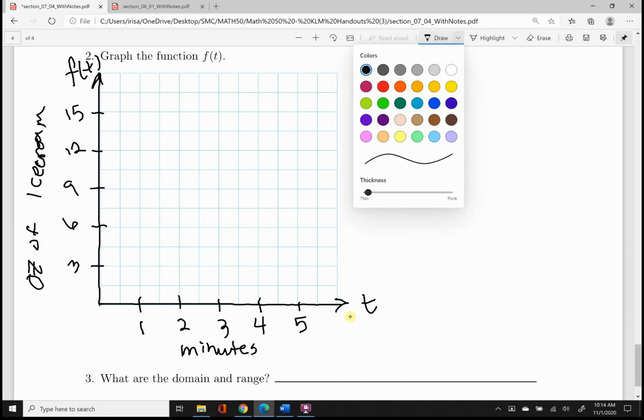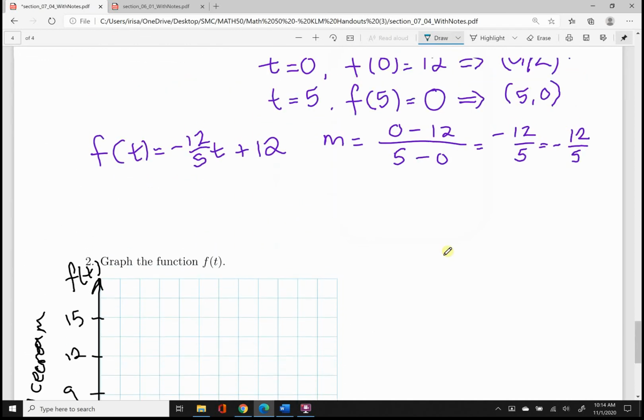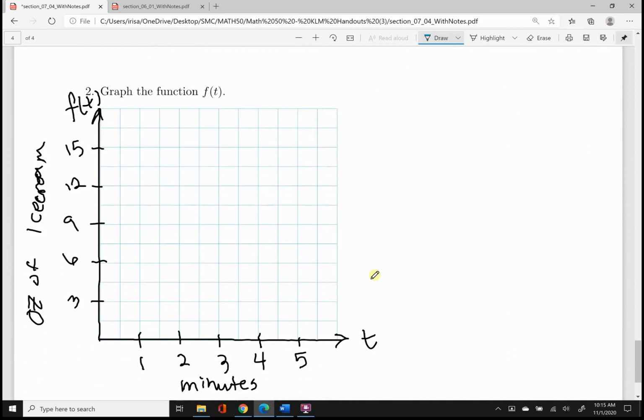Okay, so let's go ahead and use another color to plot ordered pairs. And in this case, we could do the plotting points method by plotting both the x or the y-intercept, which is here, and also this is the x-intercept. So we're using the intercept method technically in order to plot this. So I'll start at 0, 12, which is right here, and then we'll go 5, 0, which is right there. And it is a straight line from one to the other.